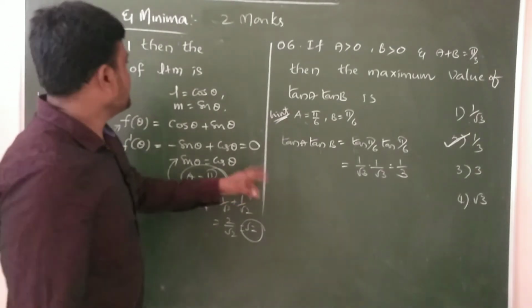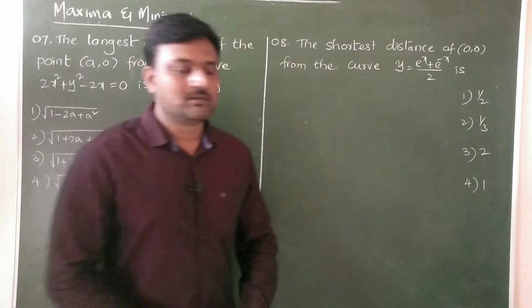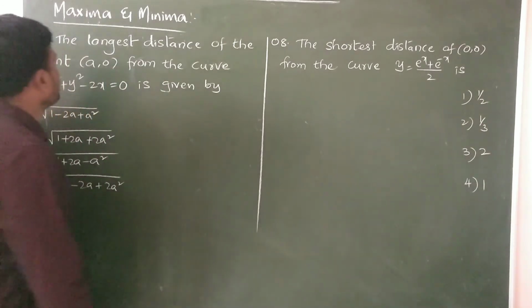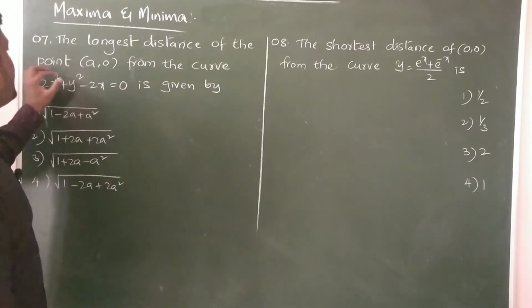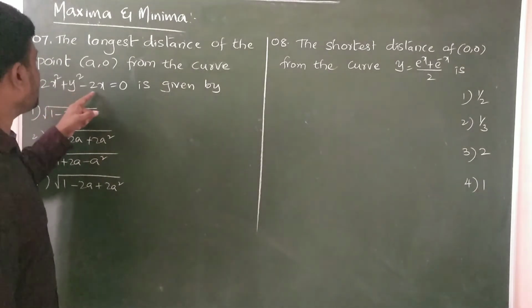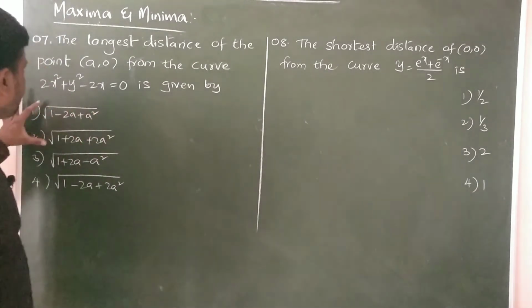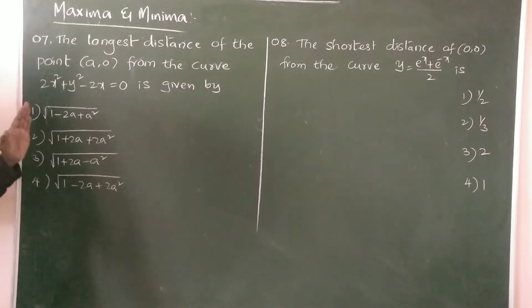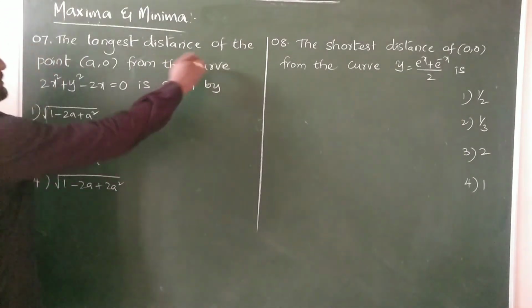These are similar to each other. Okay, let us do more. The longest distance of the point a comma 0 from the curve 2x square plus y square minus 2x equals 0 is given by which one? Which one is the longest distance of the point from the curve?